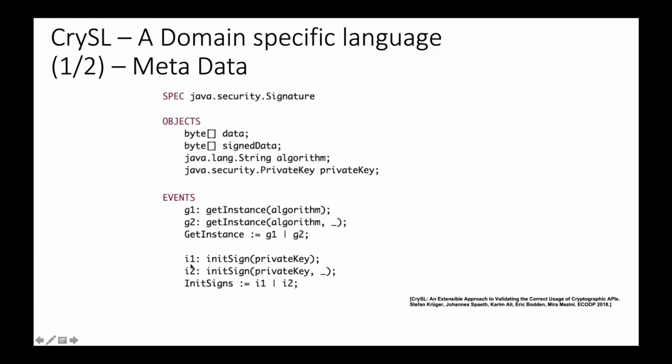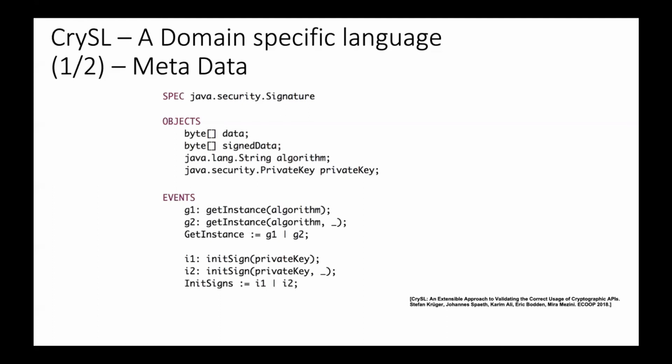Same with init sign here. I1 refers to any call to init signature with one parameter of type private key. I2 refers to any call to init signature with many parameters, but the first parameter is of type private key, right? And then you're creating an aggregate. So I'm stopping the signature object's event specification here. There is a lot more.